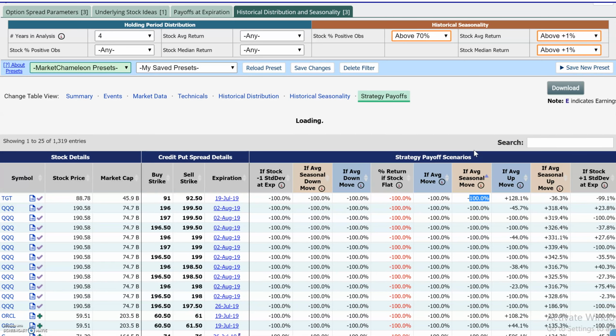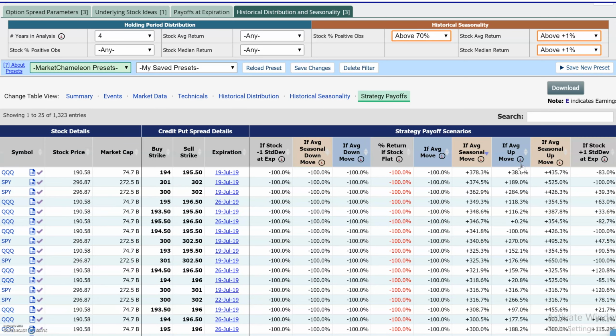So let's just resort that by the highest. And here, this is where you're getting the best returns based on a target of the average seasonal move. So here in QQQ, if you did, for the July 19th, if you sold this strike, bought this strike, and the stock increased by the average seasonal move by expiration, then this is the return that you will get. So that's what these columns are.